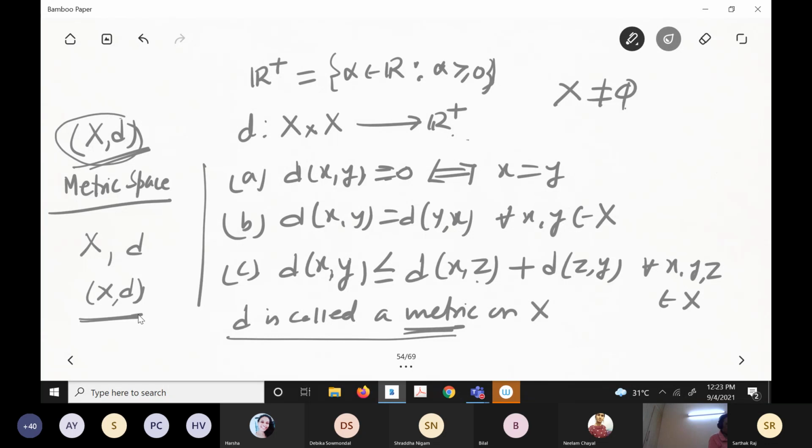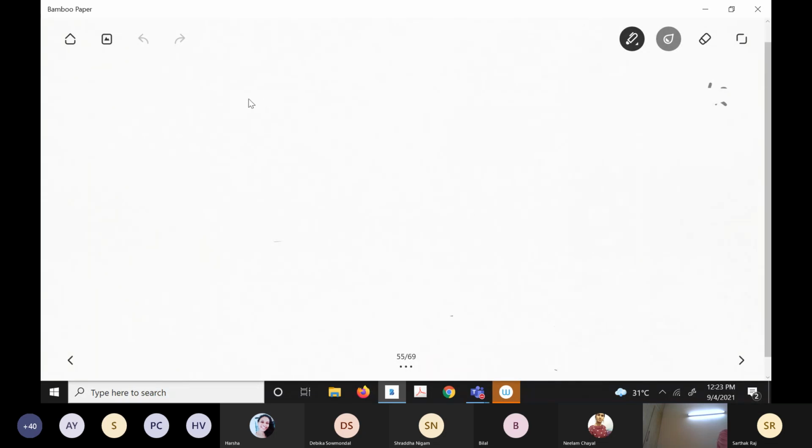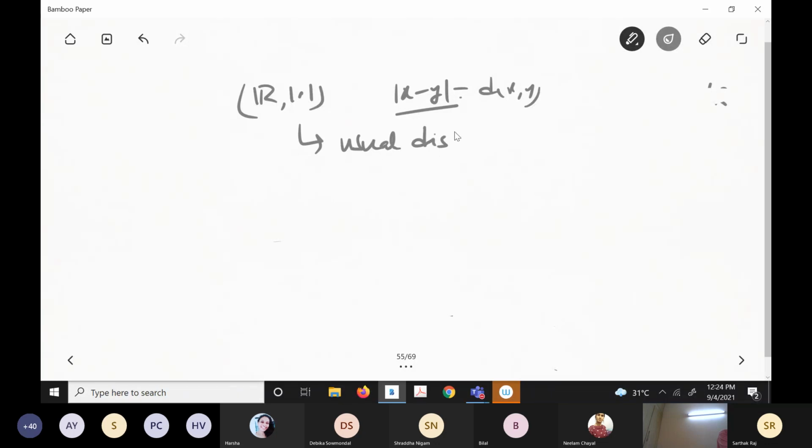Okay. In fact, on a non-empty set X, you can have different metrics. So you can have different metric spaces on the same set X. Even on R, I can give you that. Look, R. You have this, which is called the usual metric. That means you are giving this. This is called the d(x,y) here. This is also called the usual distance metric.